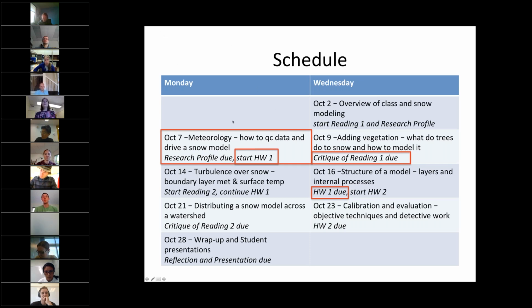So we'll be going over today meteorology, how to QC data and run a snow model. Homework 1 will be about changing the metadata that you put into your model and what it can do. On Wednesday, we'll be adding vegetation, what trees do to snow and how to model it. Part of homework 1 will also be metadata under trees versus in the open next to trees. How do you actually put that in your model?